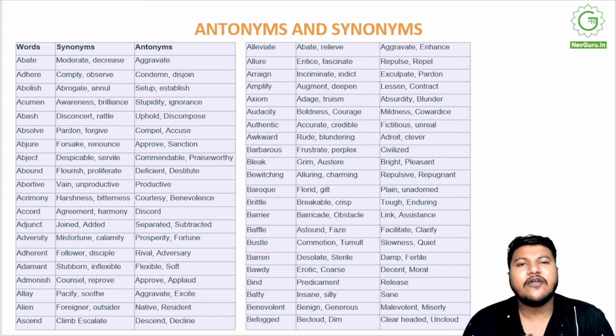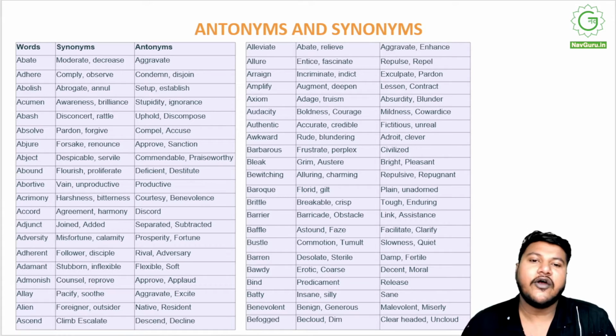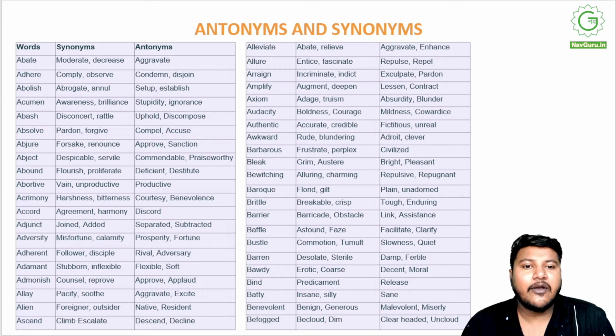Ascend means to climb or something that escalates. Its opposite would be going down, that is descend or decline. Alleviate means to abate or relieve, while it's similar to abate, so its opposites will also be aggravate or enhance. Allure means to entice or fascinate, while its opposite would be repulse or repel.